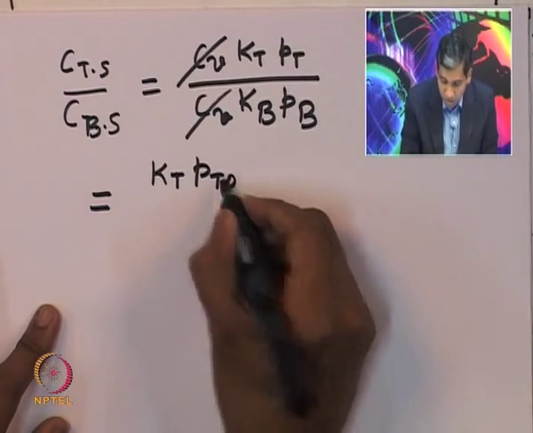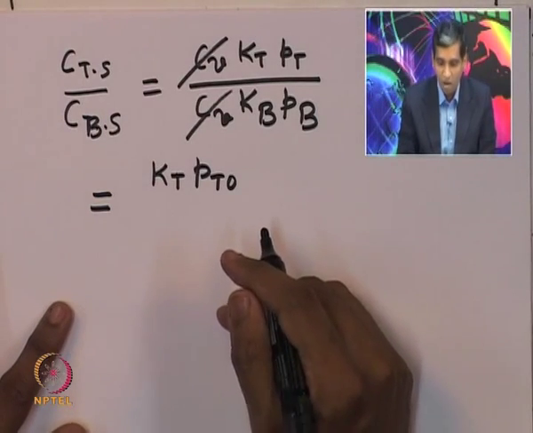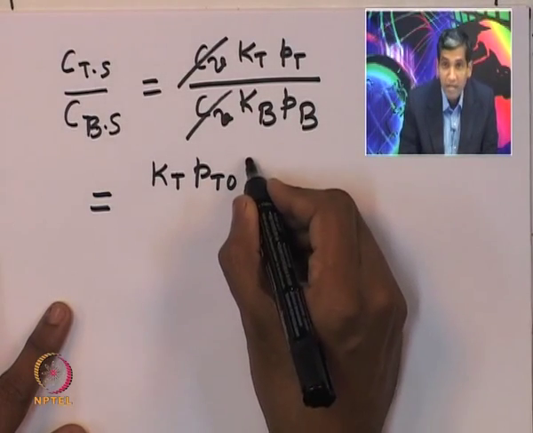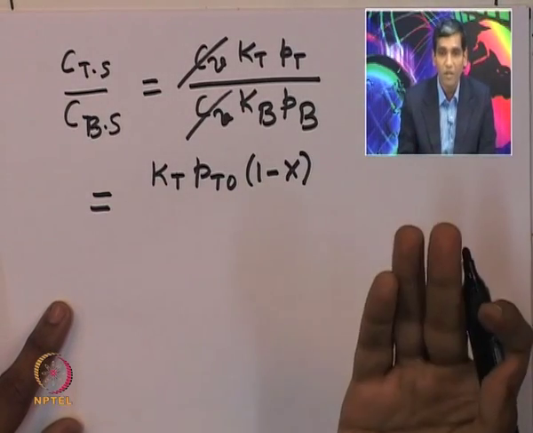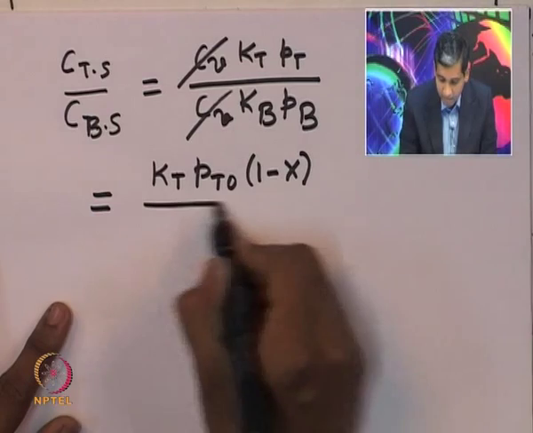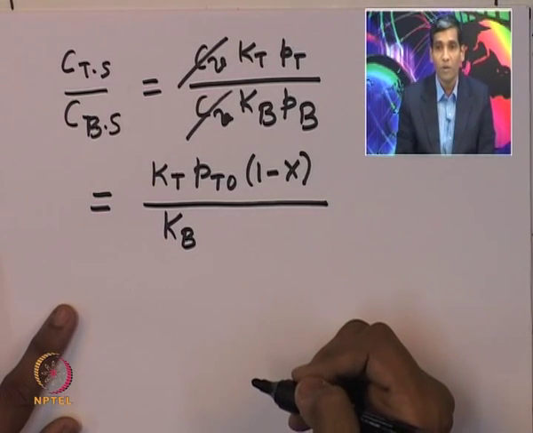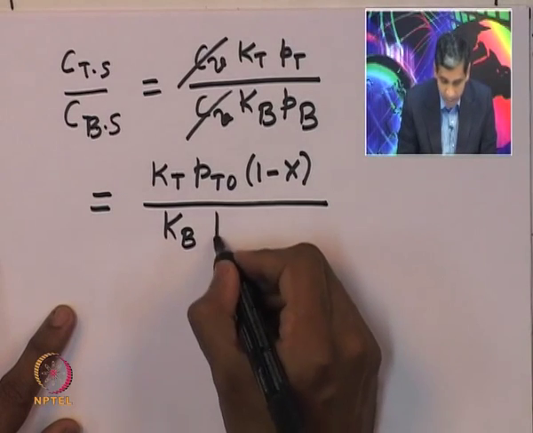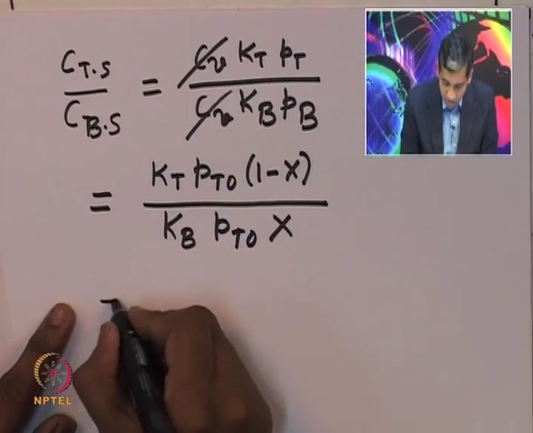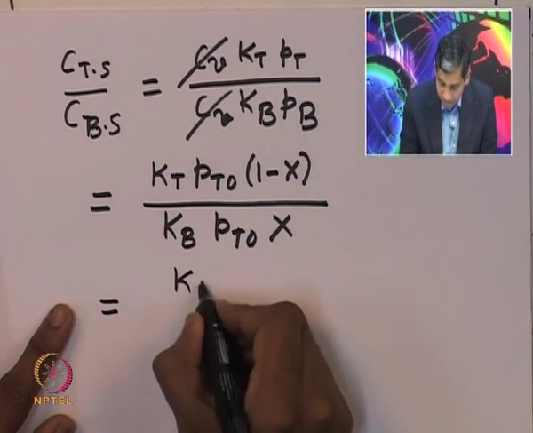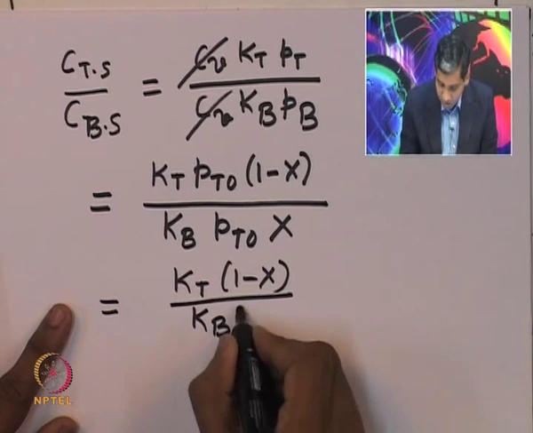if the total partial pressure at the inlet of the reactor is PT naught, then PT is given by PT naught multiplied by 1 minus X, where X stands for the conversion of the reaction, divided by KB multiplied by PT naught into X. And this is equal to KT into 1 minus X divided by KB into X.